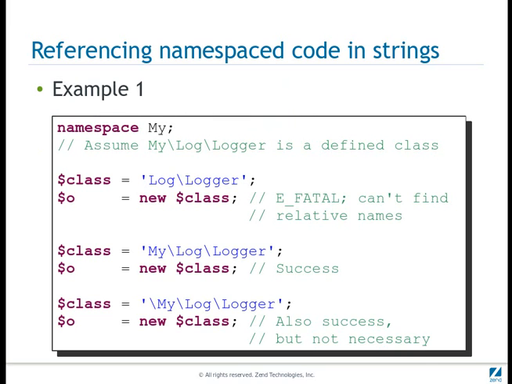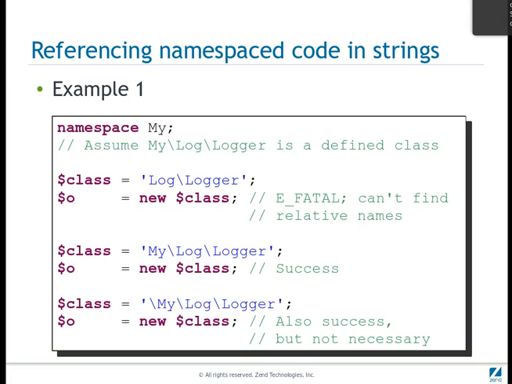So let's give an example. We're in namespace my, and there's a log subnamespace with a logger class within this namespace. If I say class equals log\logger, you would expect that that would probably resolve if I tried to instantiate it. However, it says, hey, there's no log namespace with the logger class. And you immediately go, what? Of course I have, because you're looking at my namespace my. But the PHP engine says, no, it doesn't exist.